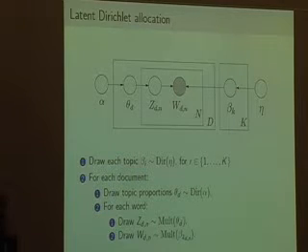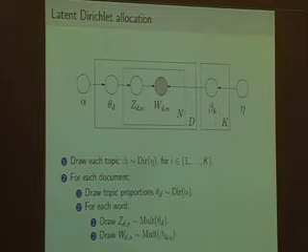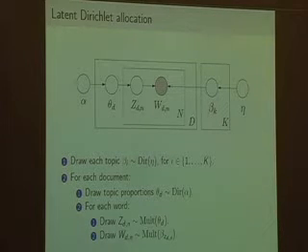Then, for each word, that's this n plate within the d plate, because we have d documents, and each document, say, has n words. I know in reality documents have different numbers of words, but let's assume that they don't right now. For each word, we first choose a topic indicator, z, from our distribution over topics. So this is like choosing the yellow coin. That's just an indicator of which topic I'm going to choose the word from. So say that's topic number 35.